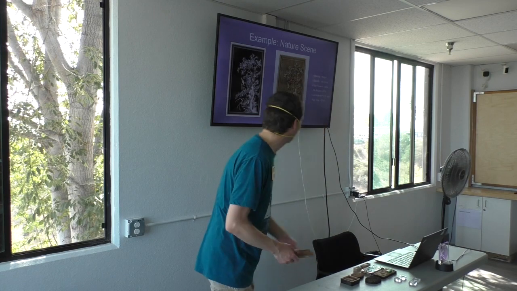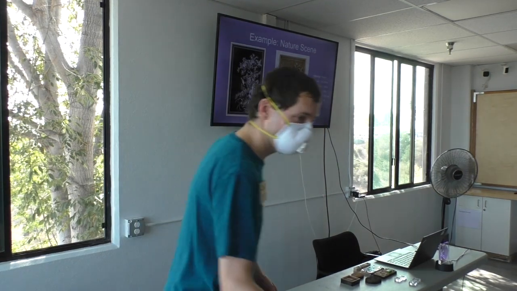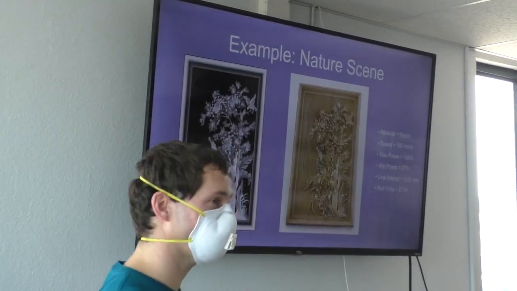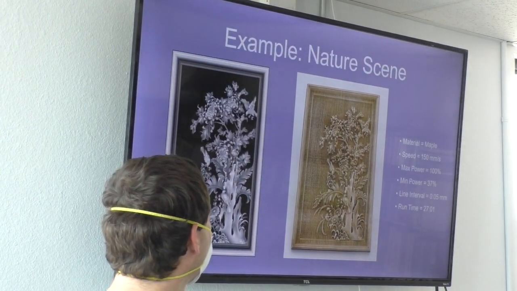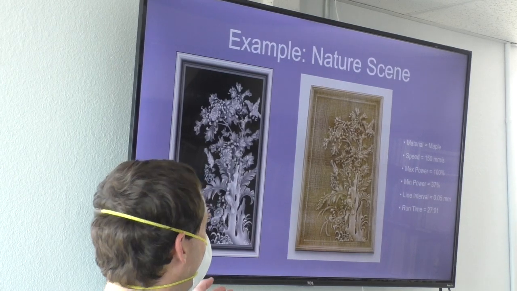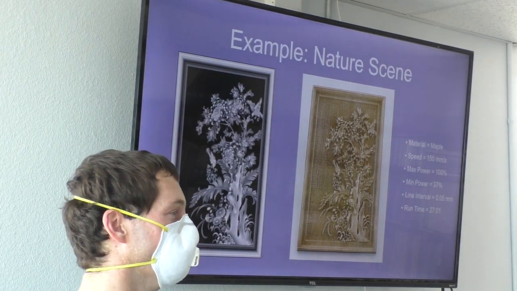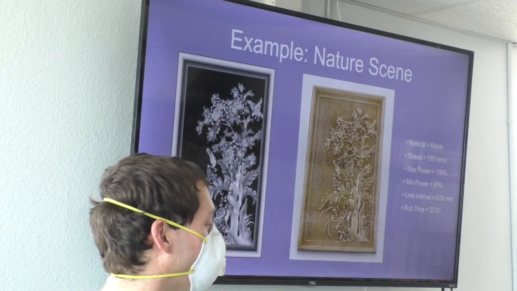And here's another example. So this one is a nature scene, and it took 27 minutes. Same process, same settings as the koi scene. And this is one of the better ones. It also has the nice design feature of having a frame built in. So I was able to carve that.